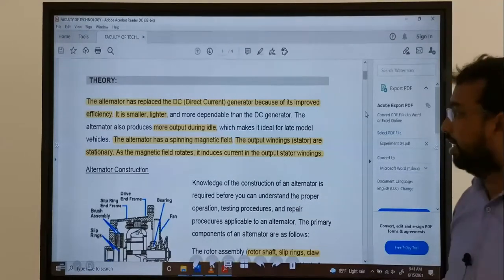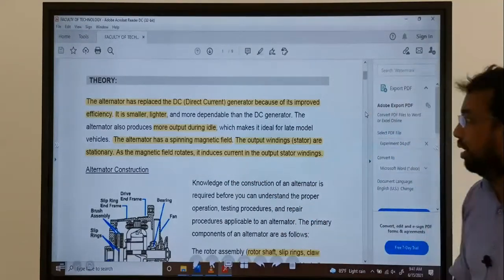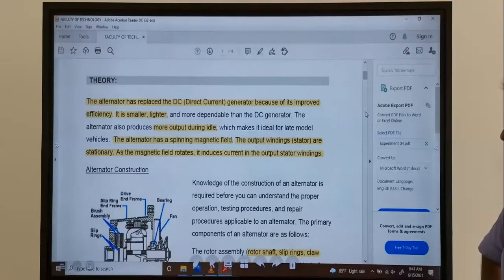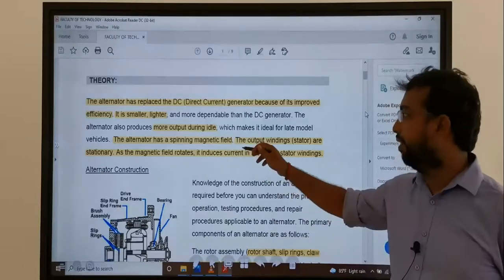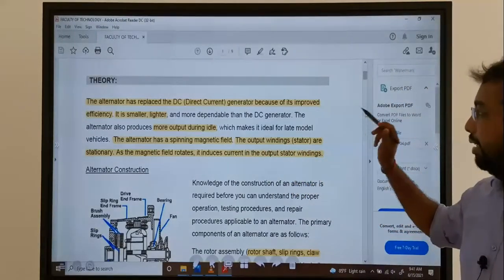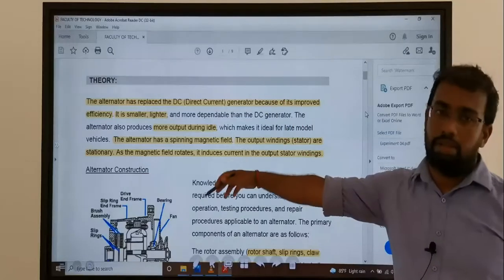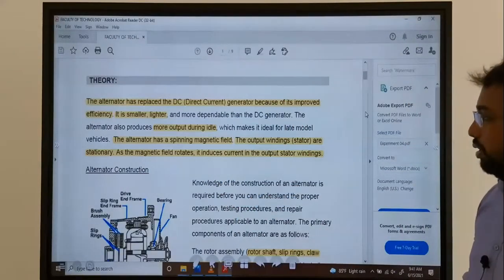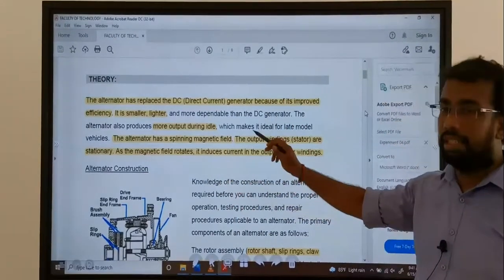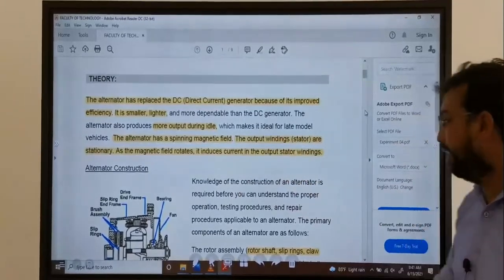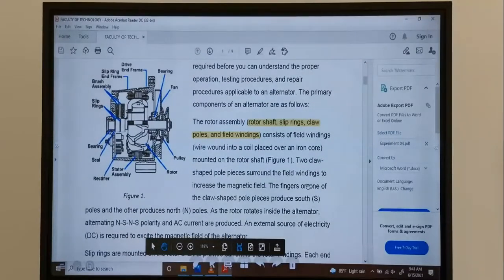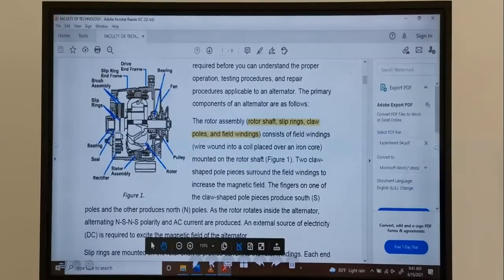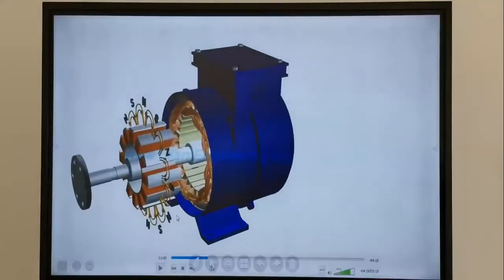Now let's study the construction of this alternator. Here the rotor is a spinning magnetic field, and the stator is stationary while the rotor rotates. As the magnetic field rotates, it induces current in the output stator windings. So these are the parts of the alternator. It's better to study an animation so you can get a clear idea.